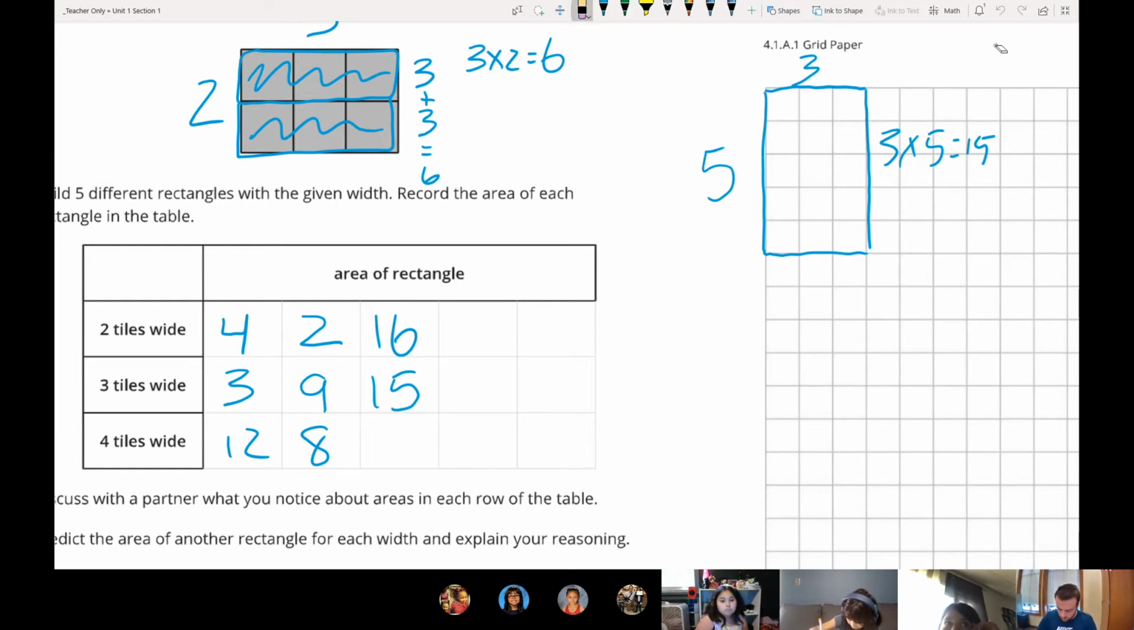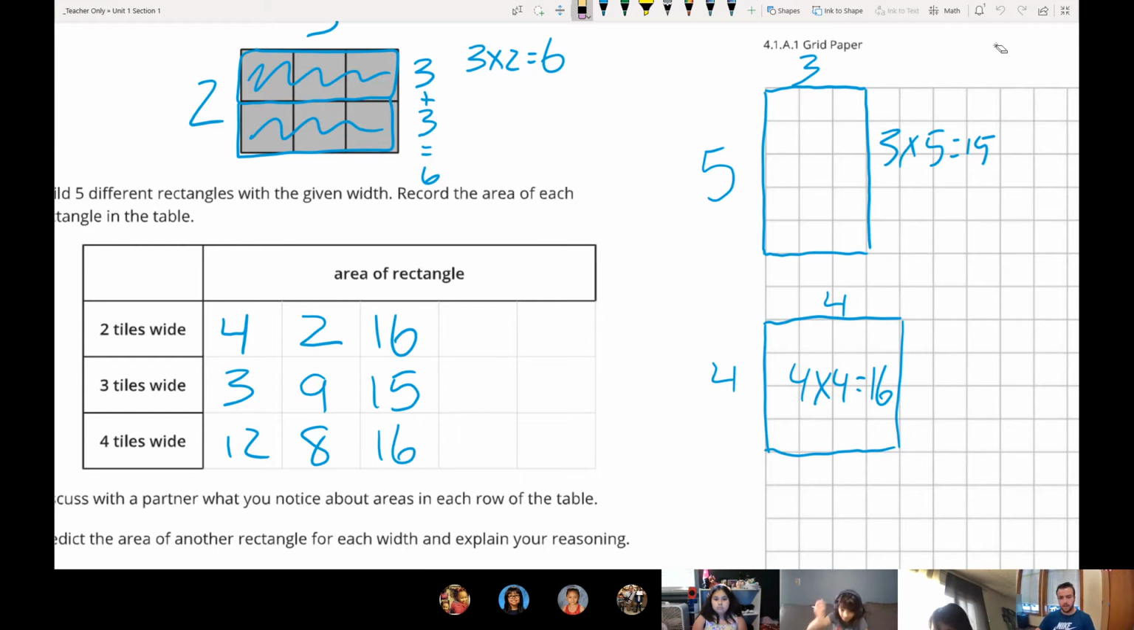And let's do one more 4 just to keep it equal. Let's go 4 by 4. 4 by 4. 16? 16. Thank you so much, Adelina, for your math skills. I love it. All right.